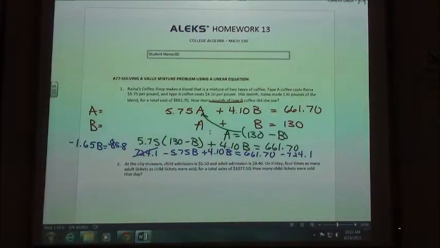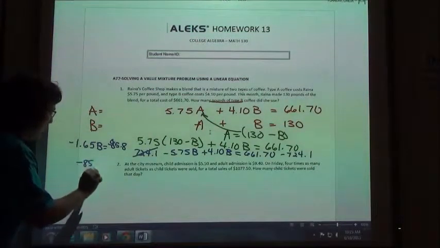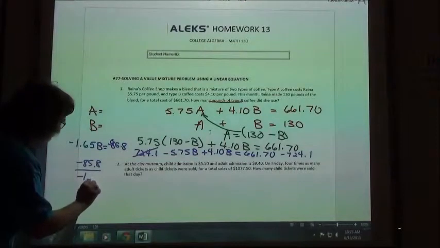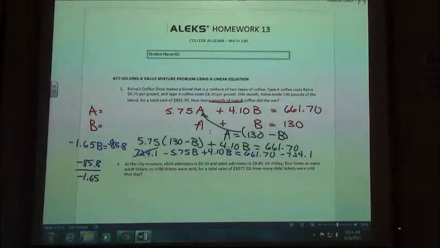And so we're going to have to take our negative 85.8 and divide it by our negative 1.65 in order to find B, right?